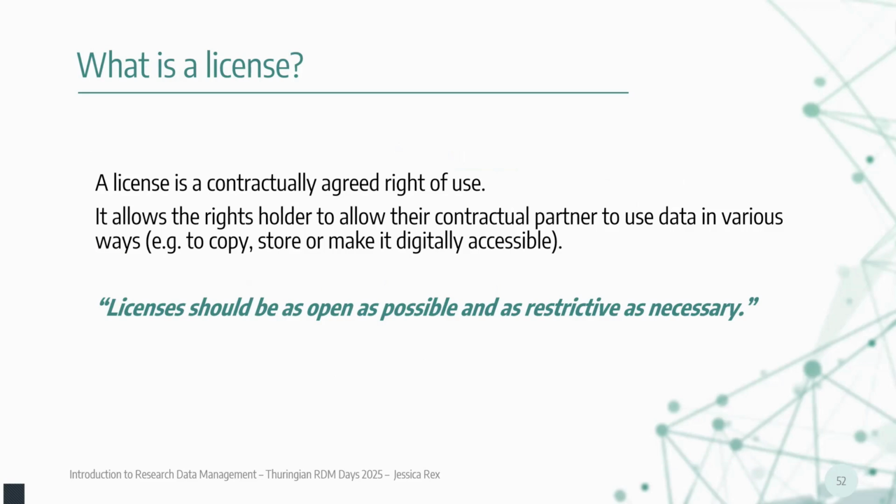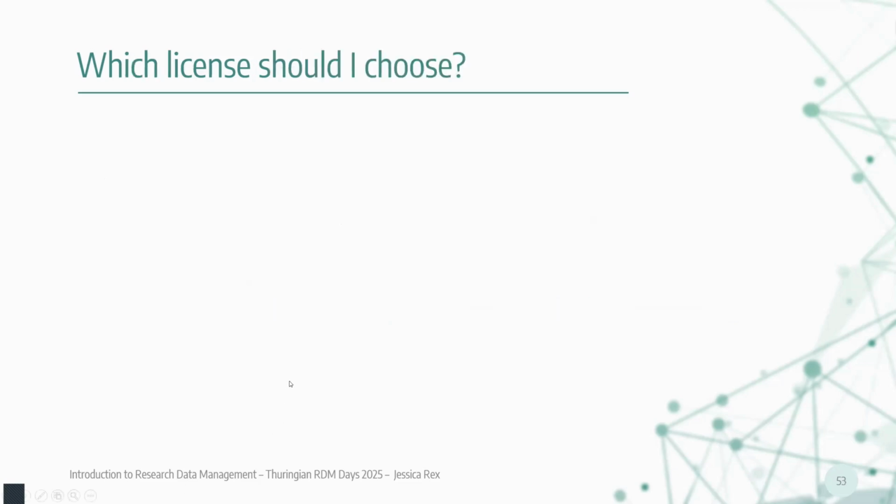What even is a license? A license is a contractually agreed upon right of use. It allows the rights holder to allow their contractual partner to use data in various ways. For example, maybe to copy the data, store them, make them digitally accessible, change them, etc. It depends on which license you choose. Generally, in research data management, what applies is that licenses should be as open as possible, but as restrictive as is necessary for your purpose. So you might ask yourself, okay, that's great, but how do I know which license I should choose?